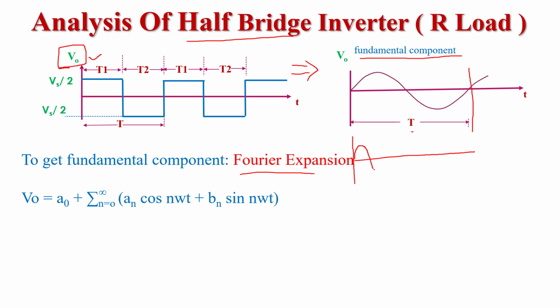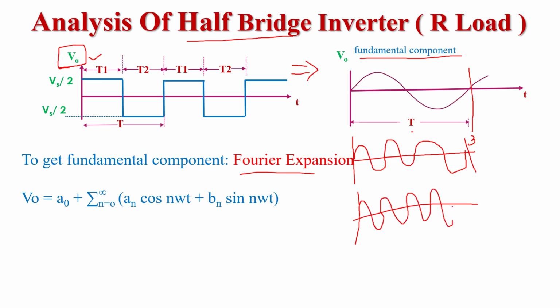If we get 3 frequency, 1, 2 and 3 frequency, this is called the third harmonic of the output voltage waveform. If we get 5 frequency in the same time period, 1, 2, 3, 4 and 5, this is called the fifth harmonic component. So to separate all the components from the main waveform, we do the analysis of the half bridge inverter, and this analysis we will do with the help of Fourier expansion.